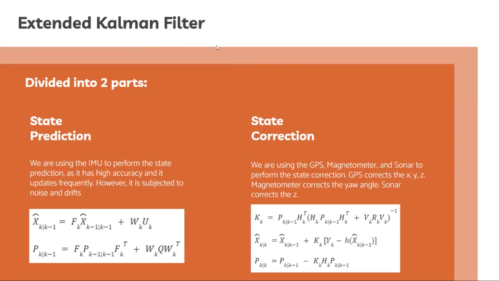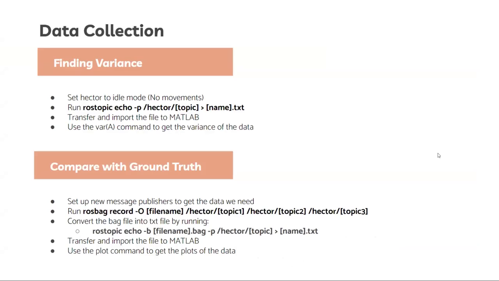Next, the extended Kalman filter can be divided into two parts, the state prediction and state correction. For the prediction, we are using the IMU because of its high accuracy and high frequency updates. For the correction, we are using the GPS, magnetometer, and sonar. So before we discuss our findings, here's the procedure on how we do the data collection. To find the variance, we first set the hector into idle mode, and next we run this rostopic echo command so that we can get the data in a TXT file. Then we transfer it to MATLAB and use the var command of MATLAB to get the variance of the data.